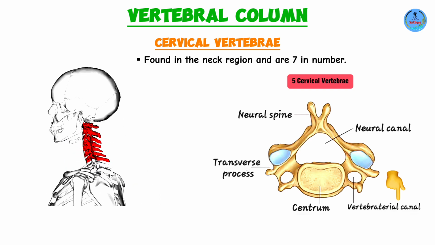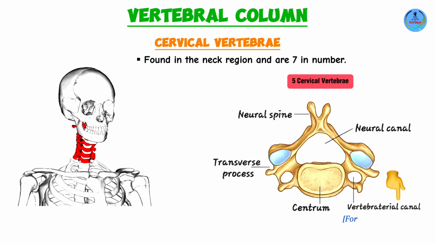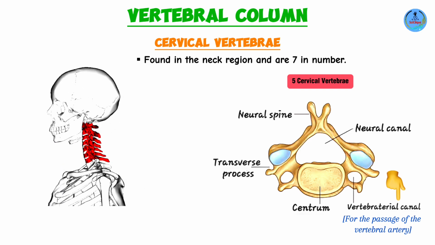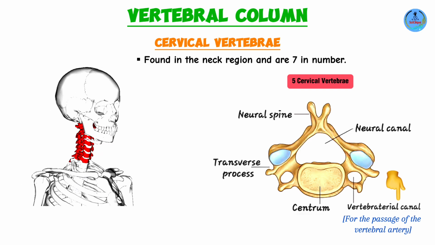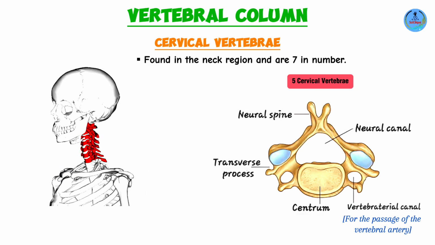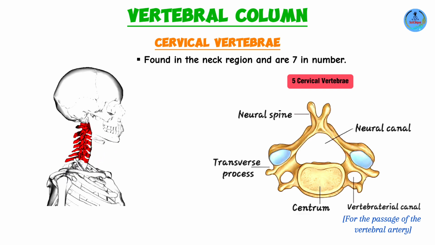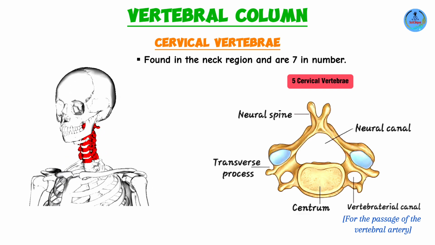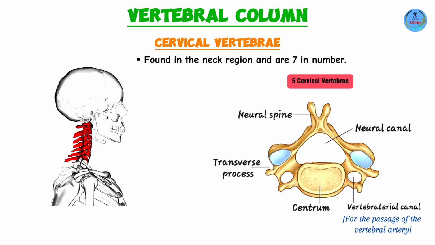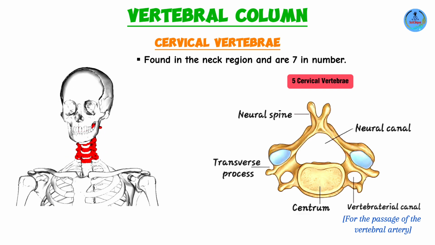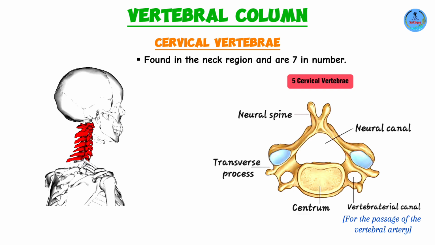So these are openings that are found on the transverse section on either side, and they are small openings that allow for the passage of the vertebral artery. Now, this is one of the main arteries that supplies blood rich in oxygen and nutrients to the brain. So the vertebrarterial canals provide a passage for the vertebral artery. So this is a distinctive characteristic that is present in all 7 cervical vertebrae, only in this.